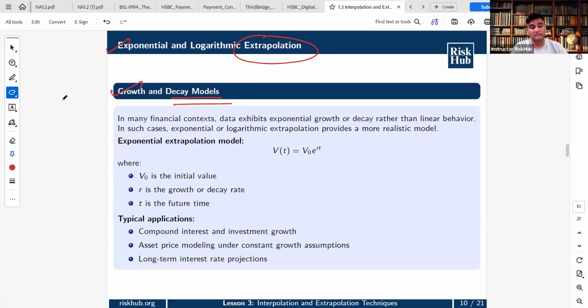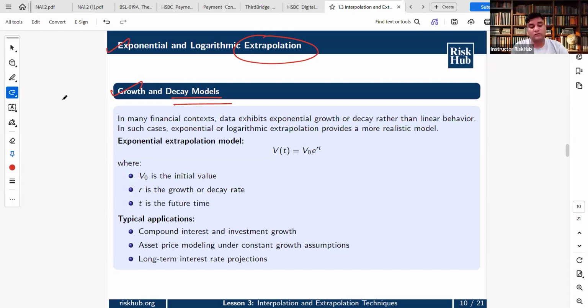The formula is V(t) = V0 times e to the power rT, meaning V(t) is the value at future time t, V0 is the initial value, e is the exponential constant, approximately 2.718, r is the growth or decay rate, and t is time. This formula is used when growth compounds continuously. The financial connection is very important because finance often uses compounding.